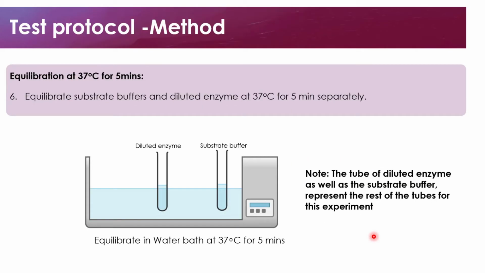The next method is to equilibrate both the diluted enzyme and the substrate at 37 degrees Celsius for 5 minutes in a water bath set at 37 degrees Celsius as shown here. And what we also have to note is that the tube of the diluted enzyme as well as the substrate buffer here represents the rest of the tubes for this experiment.